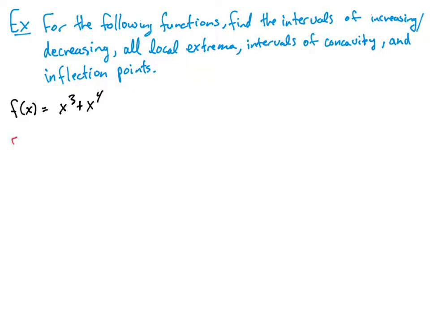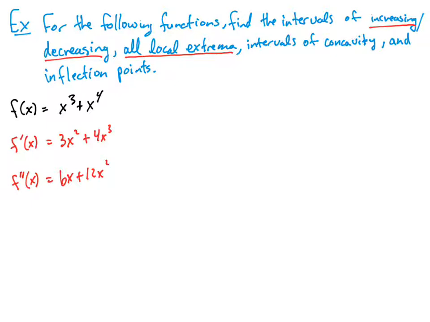So the first derivative, we're just going to use the power rule for both terms. So we're going to end up with 3x squared plus 4x cubed. Then finding the second derivative, we're going to have f double prime of x, again using the power rule on both terms. We have 6x plus 12x squared. Okay, so let's look at what the first derivative can tell us. The first derivative can tell us where the function is increasing and decreasing, and help us find local extrema. And to do that, we take the first derivative and we set it equal to 0 and solve.